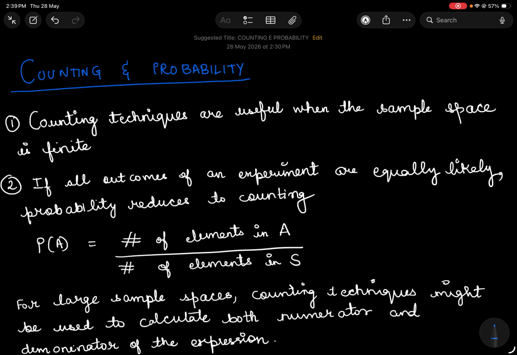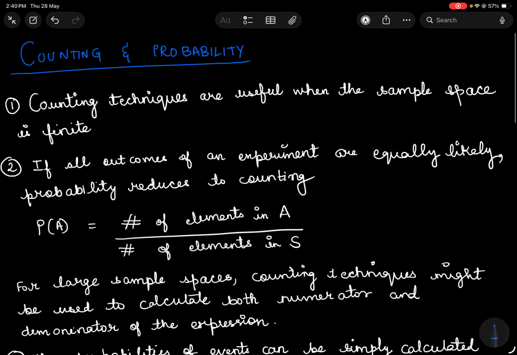And in today's lecture, I will be talking about counting and probability. I've already done two lectures on counting before, and here I want to link it to probability. By that, I mean I want to tell you how the concepts of counting are used to calculate probability. So, this is something I have told earlier as well.